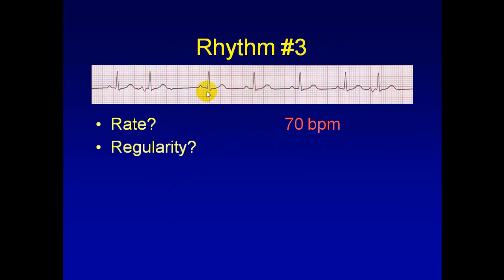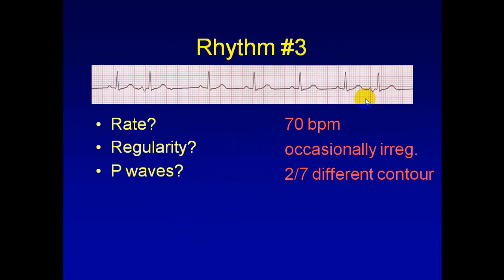It's regular, but beat number 2 and beat number 7 are irregular. Occasionally irregular, so the regularity is irregular. This is the P wave, and this is an ectopic beat that does not look alike these. The P wave is normal here, normal here, normal here, but it's different in beats 2 and 7. So 2 and 7 have a different contour. This P wave is different from the normal P wave.